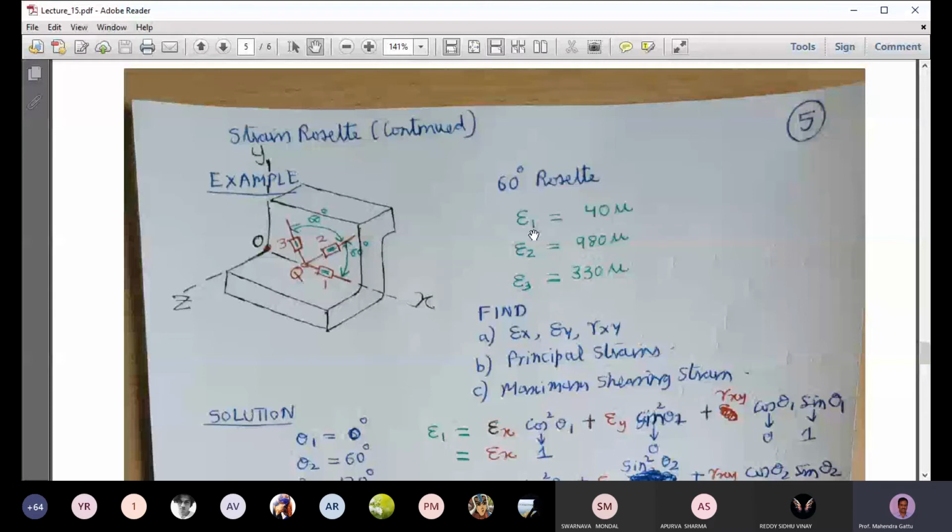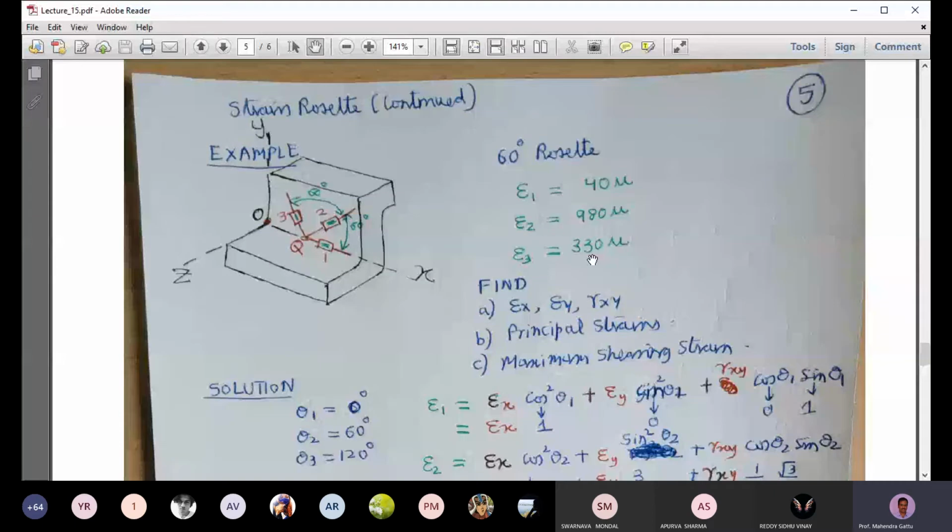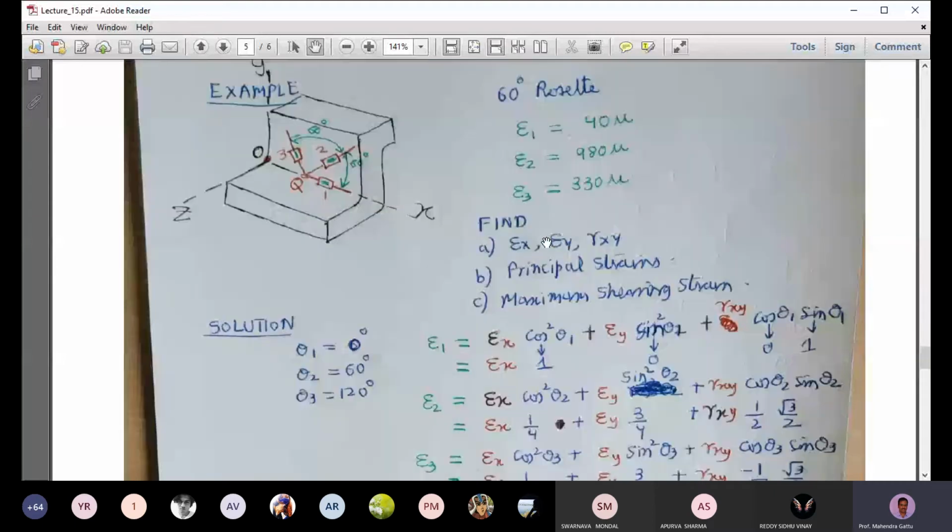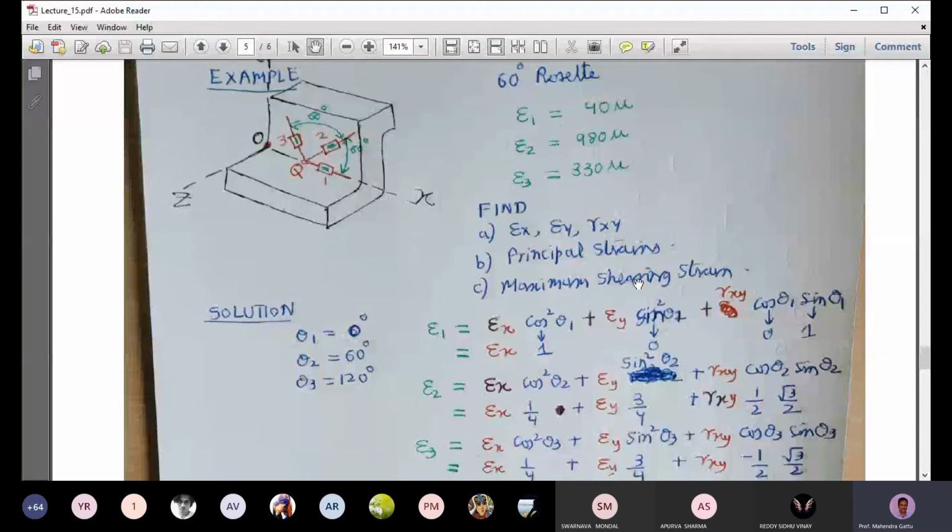So the values are 40 microns, 980 microns, and 330 microns. Micron is 10 power minus 6. So what are we asked to do? We are asked to find epsilon x, epsilon y, gamma xy. That is the strain at that location Q with those x, y orientations. And we are also asked to find the principal strain values and the maximum shearing strain.